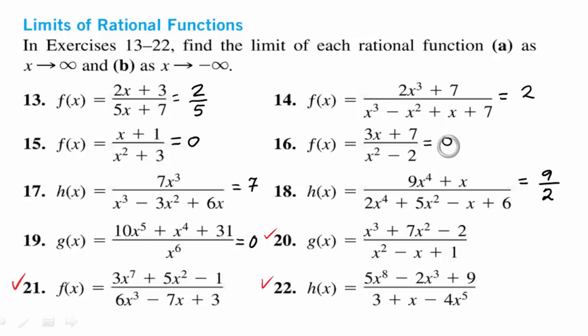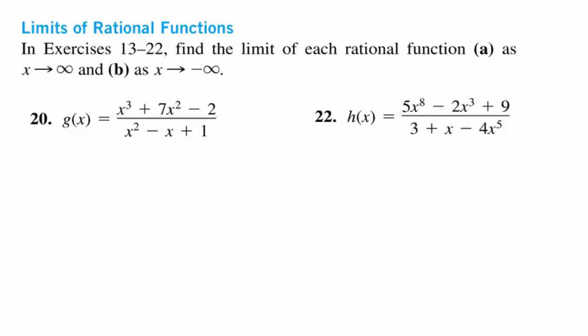Now let's look at numbers 20, 21, and 22, but I will just work on numbers 20 and 22 in the next slide. Let's go ahead and work this out. The difference between 20 through 22 and the other problems is that the degree of the numerator is greater than the degree of the denominator. We know that g of x has an oblique asymptote, but right now we're concerned with the end behavior. In other words, where does the graph go when x heads off to plus infinity or negative infinity?